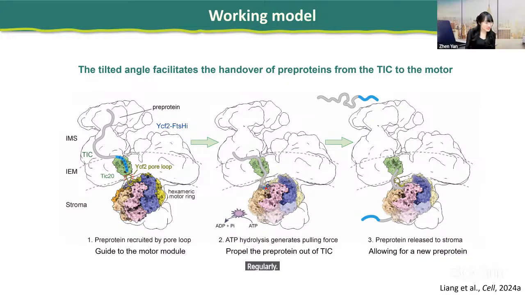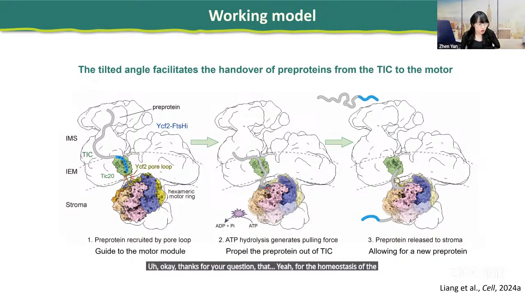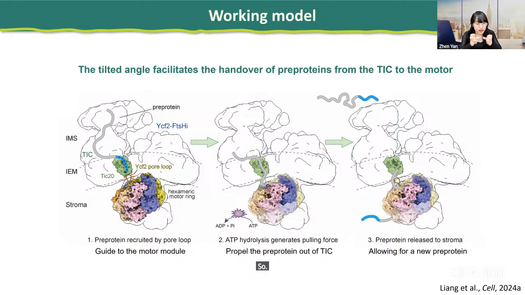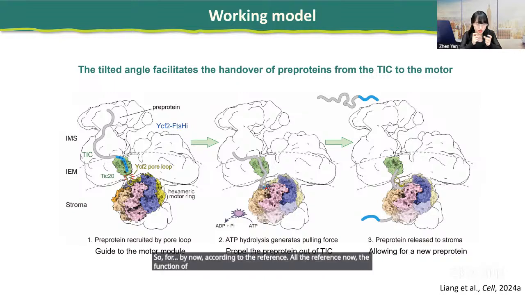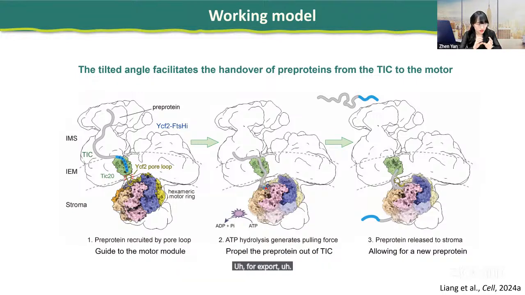Okay, thanks for your question. Yeah, for the homeostasis of the protein within the chloroplast, according to all the references so far, the function of this TIC is only for protein import. For export, so far there's no report for the TIC, but there are some degradation pathways.